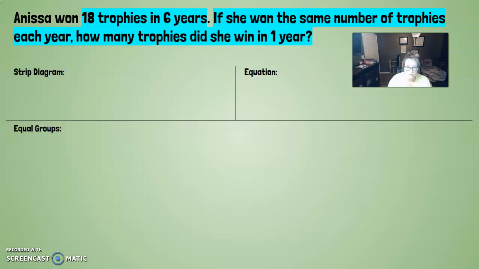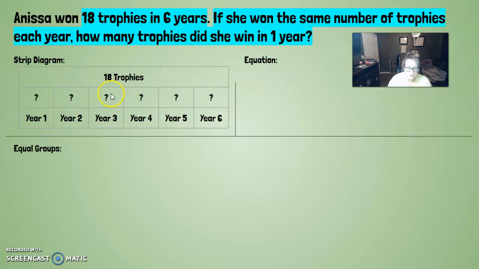Do I know the total? Yeah, I know the total. She had 18. And how many years did it take her? That's right, it took her 6 years. So, my strip diagram is going to look like this. She had 18 trophies, and she had 6 years, but I have no idea how many she got in each year, so that's what I'm going to figure out.